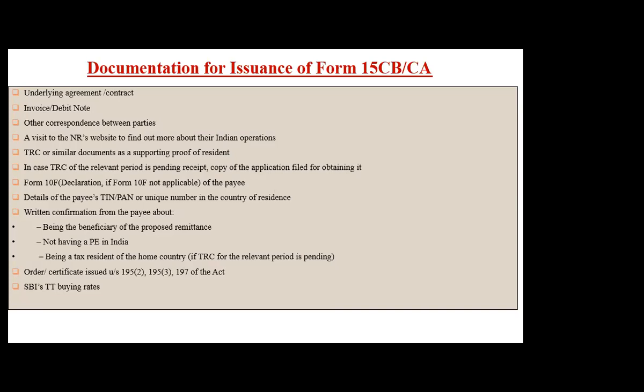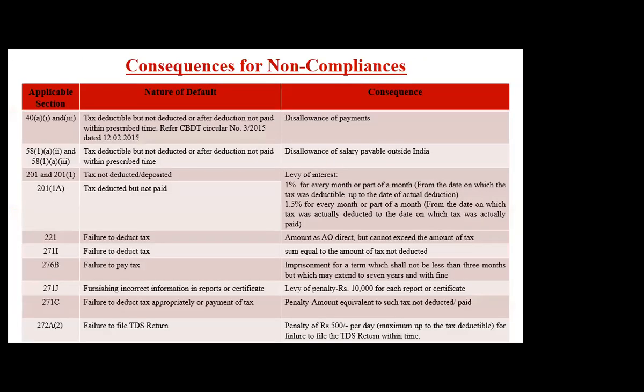So these are all the standard documentation which we should generally have while issuing 15 CB CA. This is for the reference only. Consequences of non-compliance, we have more or less discussed so many of them. I think now you people, you can go through all the list, otherwise it's there.